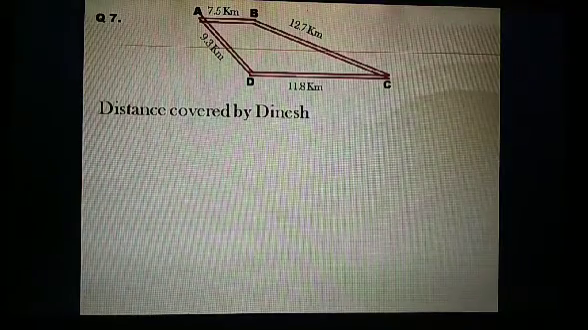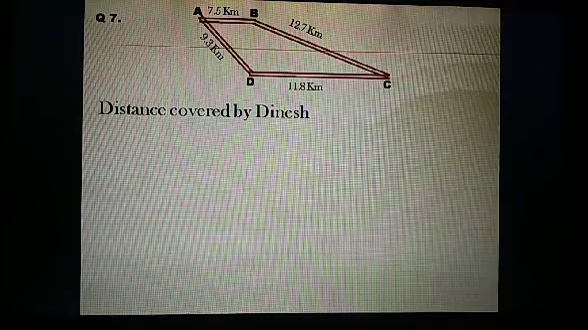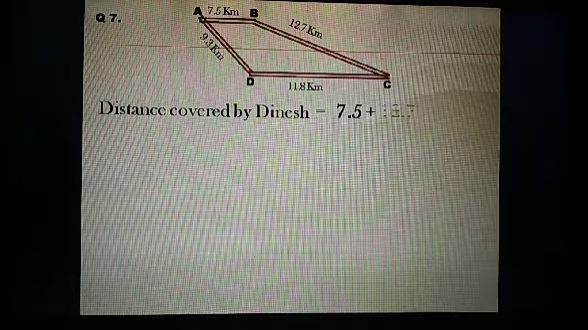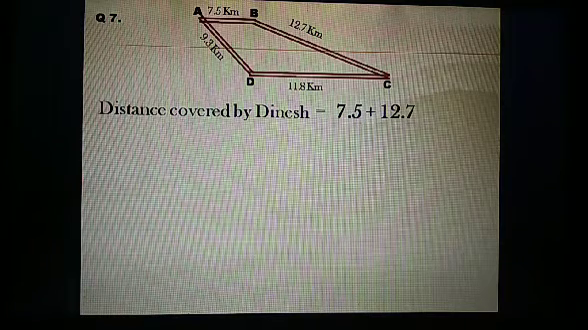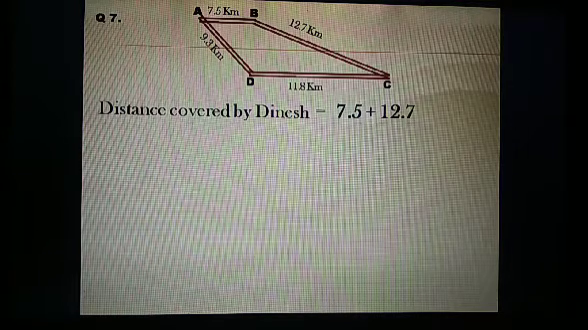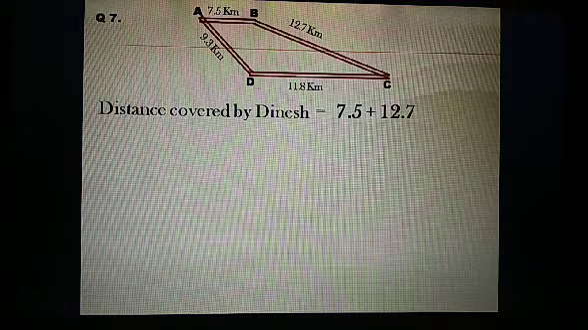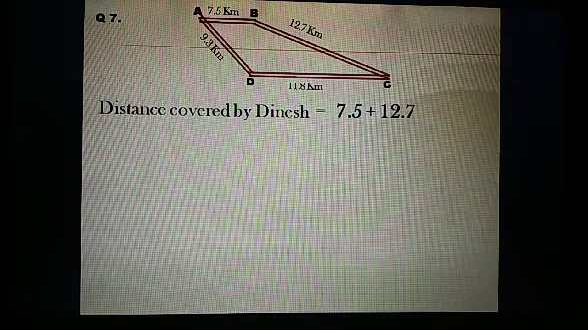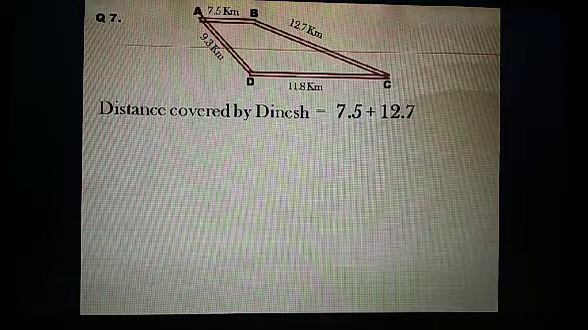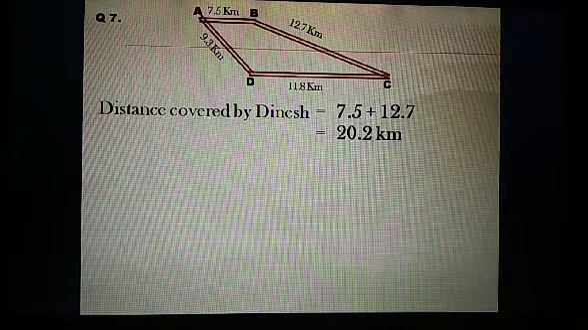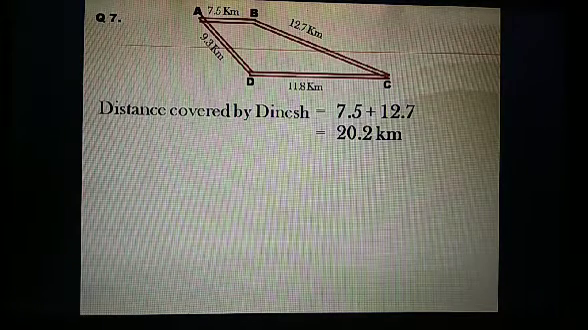So first you will find the distance covered by Dinesh. For that you will add the distance of AB to the distance of BC. When you add, first add the decimal part to the decimal part. If there is any carry, you will pass it to the whole part. Then we will add whole to whole along with the carry. So finally, what will you get here? The answer is 20.2 kilometers. Make sure to mention the unit after calculation.